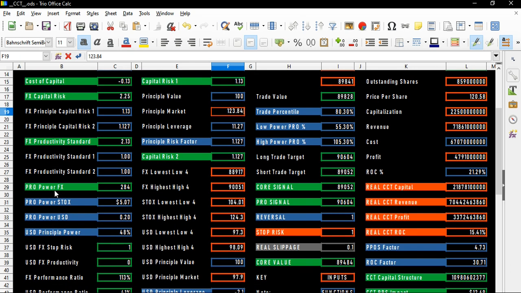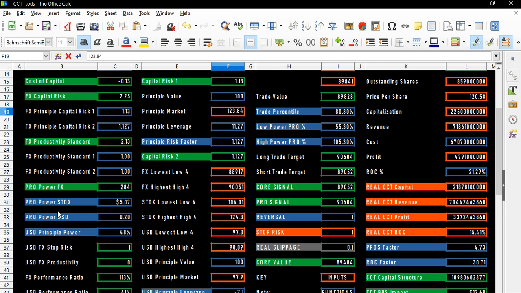And then there's Pro Power Forex. Your Pro Power Forex is the maximum power that it can calculate potentially in the foreign exchange trade. In other words, there's a way we can see a 284 pip maximum move in the euro, Great British pound. Then it calculates that out for the Pro Power STOX also.